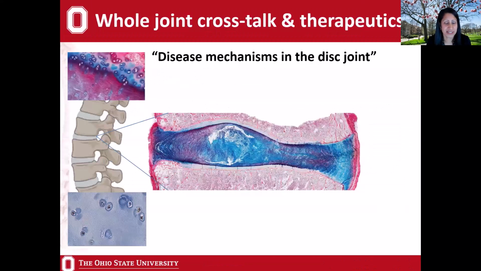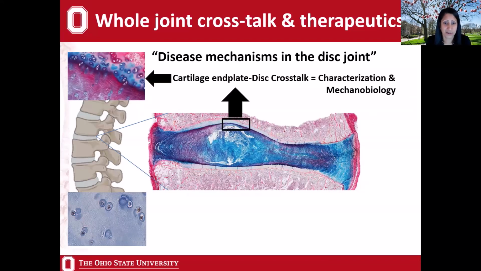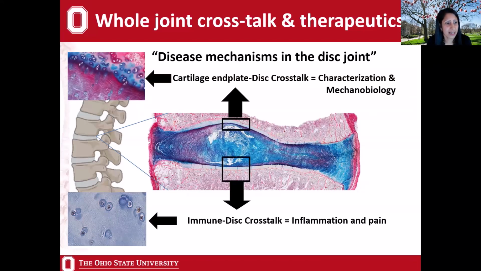So yeah, we're interested in looking at the disc as a whole joint system. Katie gave a really nice introduction in terms of the disc joint and its structure, and we're focused on looking at disease mechanisms of the joint. One area of interest for us is the cartilage end plate, looking at its interactions with the disc tissue and subchondral bone, phenotyping it, and looking at its role in mechanobiology. And also in terms of crosstalk, looking at infiltration of extraspinal cells such as immune cells and how they can infiltrate in disease and play a role in inflammation and pain.